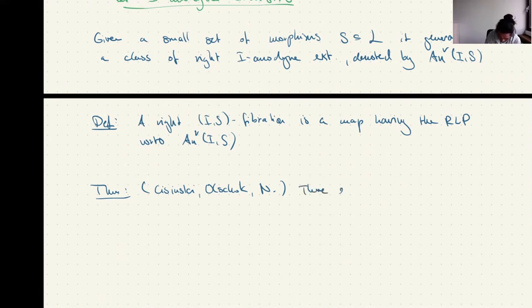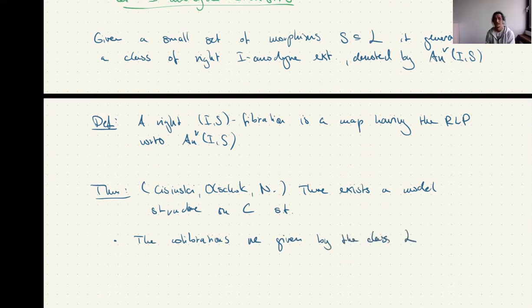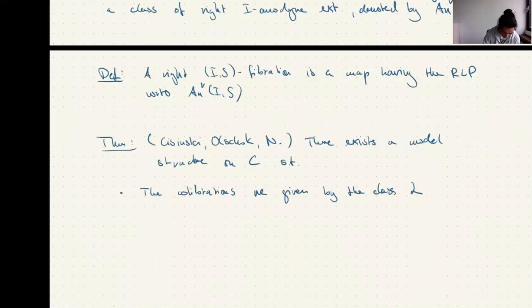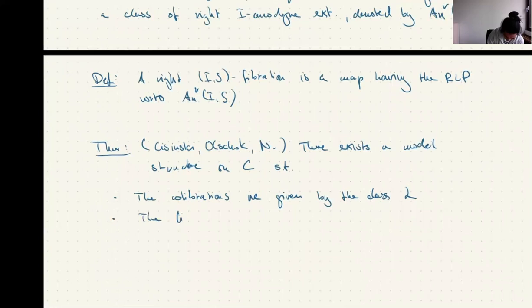So there exists a model structure on C such that the cofibrations are given by the class L, the left class of this weak factorization system, and the fibrant objects are the right I S fibrant objects.